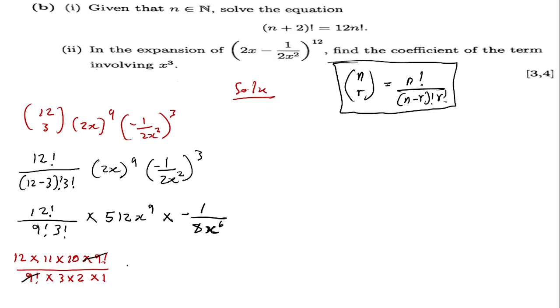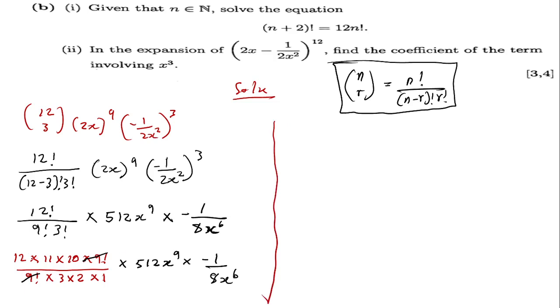Then from there, you're going to have times 512 x to the power 9 times negative 1 over 8 x to the power 6. Here you can easily work out this expression the way it is there. You can easily work out everything, but I'll be a little bit patient and do everything in an easy way. So from that point, you can move on.